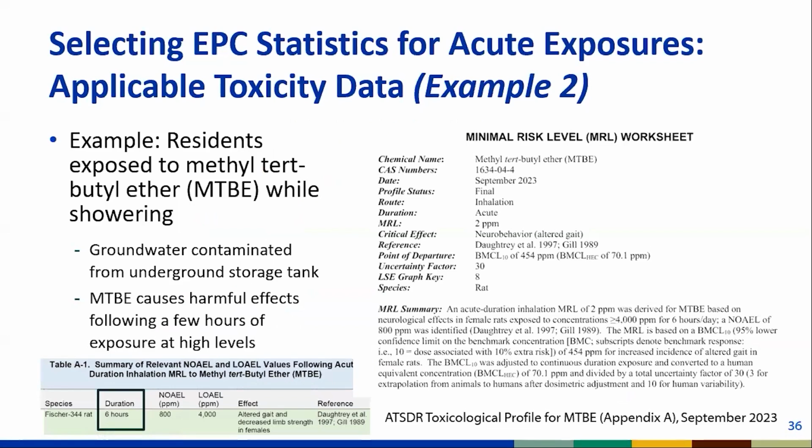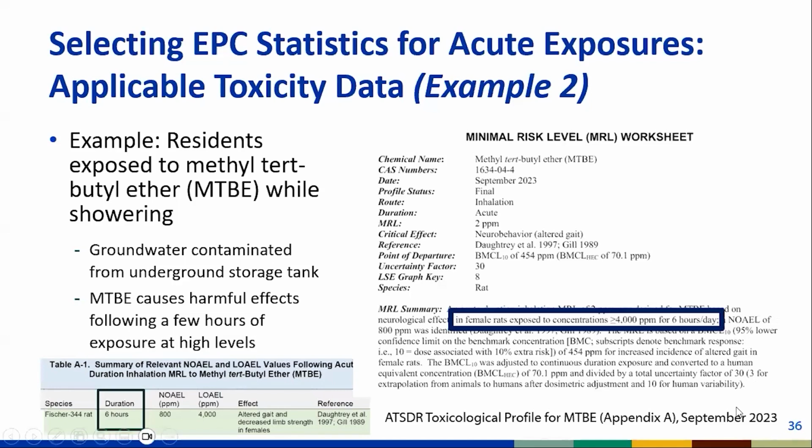As another example, consider a scenario where residents have expressed concern about exposures to methyl tert butyl ether, or MTBE, while showering due to groundwater contamination from an underground storage tank. MTBE can cause harm after just a few hours of exposure at high levels, which is the basis of ATSDR's acute inhalation MRL. To determine the appropriate EPC statistic for evaluating acute inhalation exposures, the health assessor needs to identify the underlying toxicity study for that MRL.